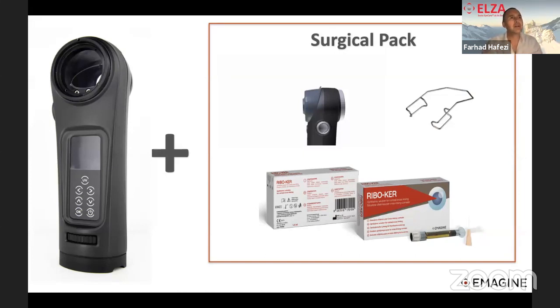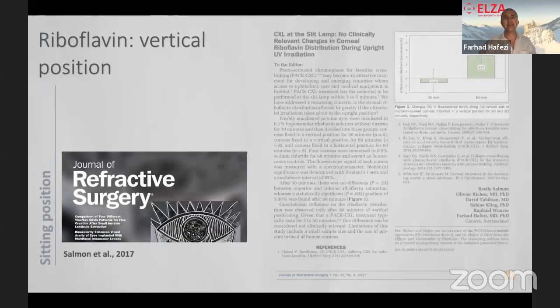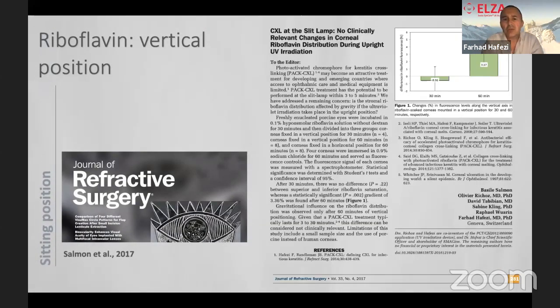One question we get a lot, sorry, I'm almost done, is, isn't there a problem with riboflavin distribution because patients are sitting? This was easy to check. We checked on this and we published this some years ago. Short answer, no. You have 1 hour of time in the vertical position before you can measure any changes in riboflavin concentration.